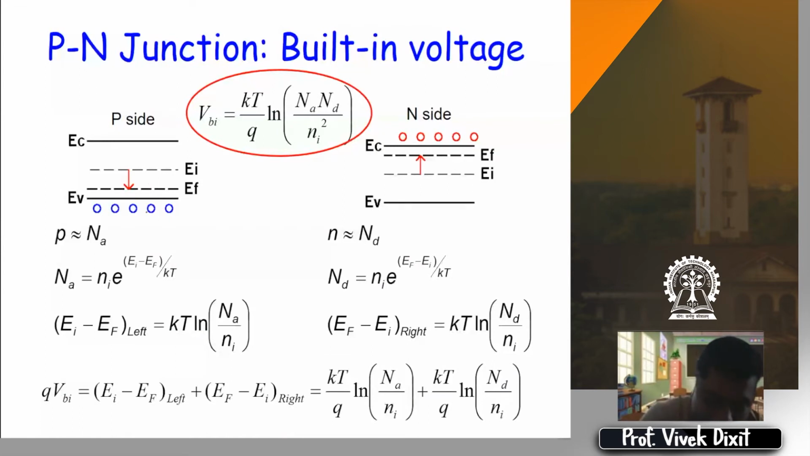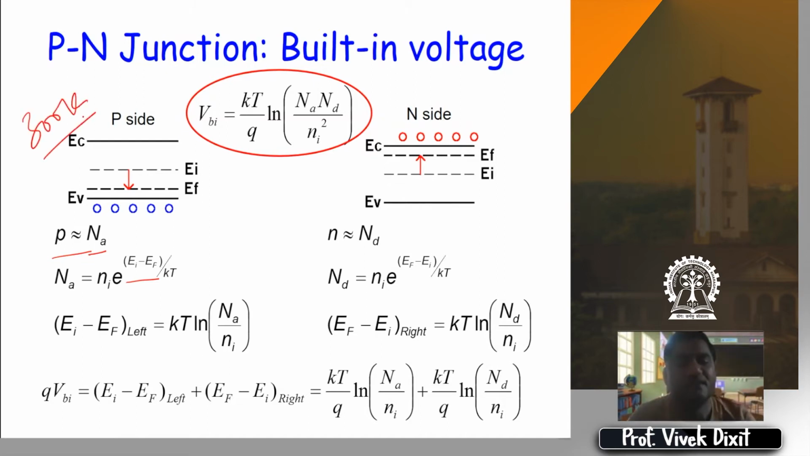For the P side, P is equal to exponential of EI minus EF by kT. So P is basically the doping concentration Na. This will be true at 300 Kelvin only. If you go to low temperature, again not true. So from this you can get EI minus EF for the P side, and that will become kT log P by Ni. P is basically Na, the doping. Similarly, EF minus EI for N type will be kT log Nd by Ni.